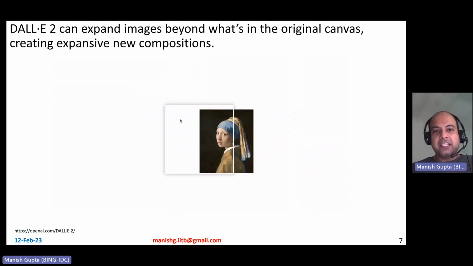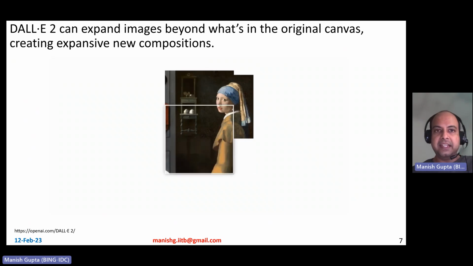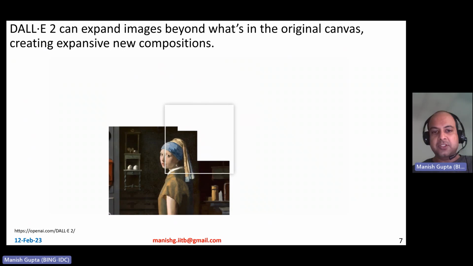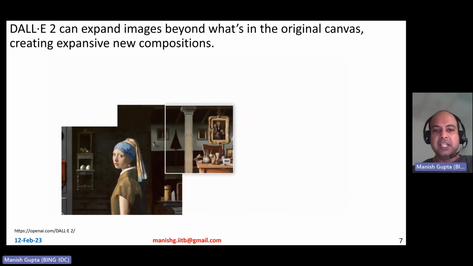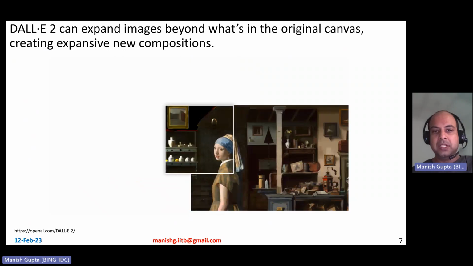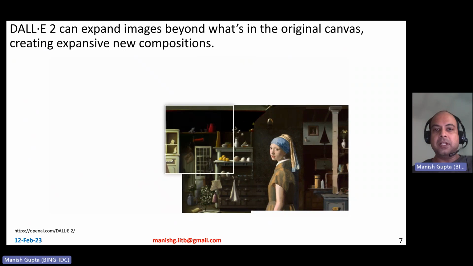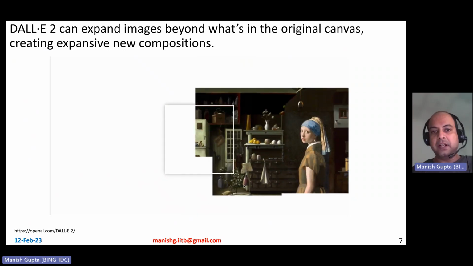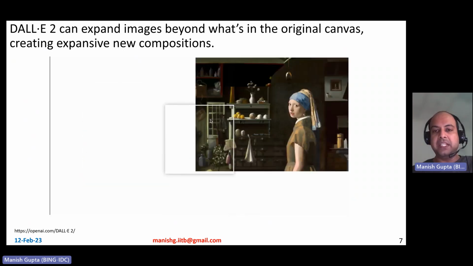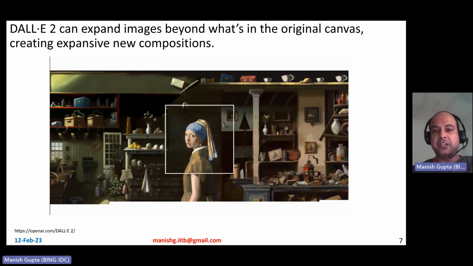DALL-E 2 can also expand images beyond what's in the original canvas, creating expansive new compositions. So as you see, here is an original image, and there are other frames which are being created by DALL-E 2 until a final big painting gets created with all the surroundings. Notice how nicely DALL-E 2 comes up with various details, and also those details are pretty accurate in the context of the original frame.